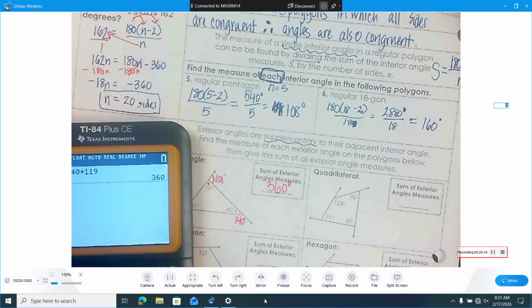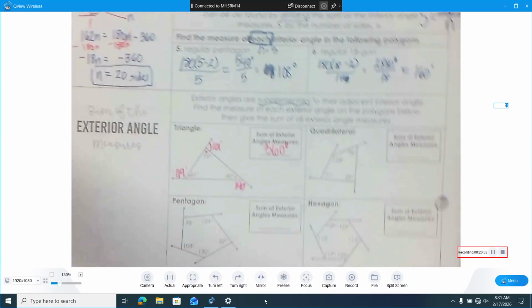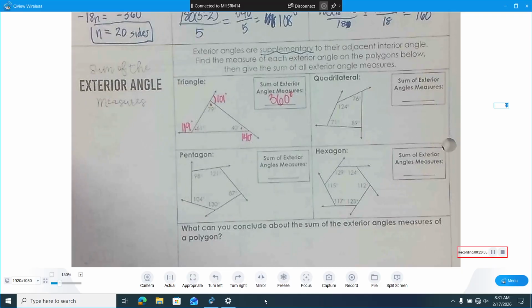Interesting. Ladies and gentlemen, I want you guys to sum up those exterior angles on the quadrilateral. You guys here, you're going to sum up the angles on the pentagon. And then last, you guys, sum up those exterior angles on the hexagon. All right, add up those exterior angles. Figure out the exterior angles and add them up. Giving you 1 minute.